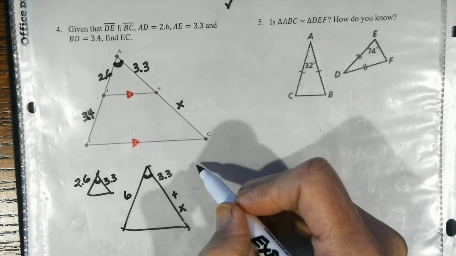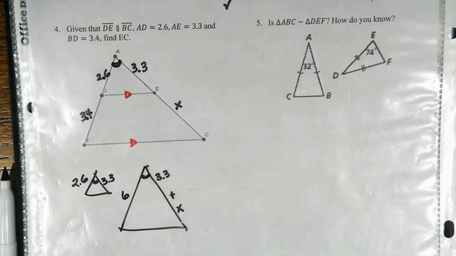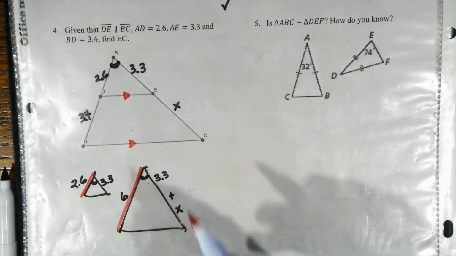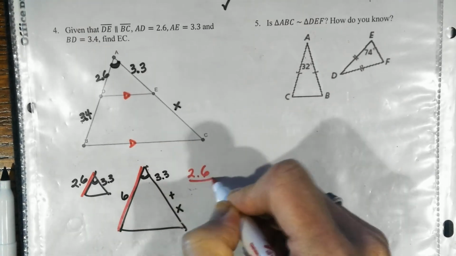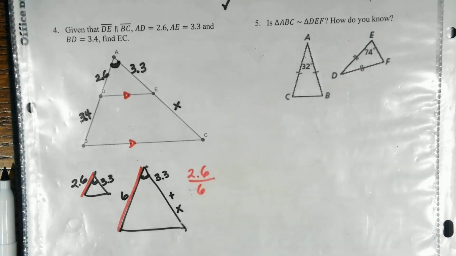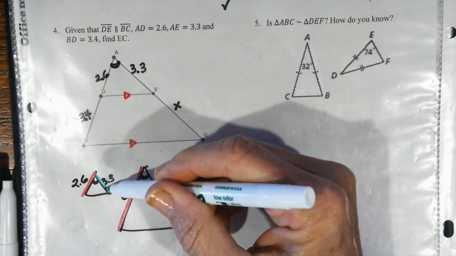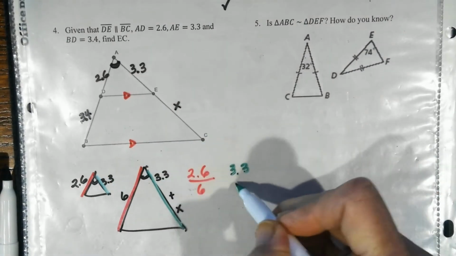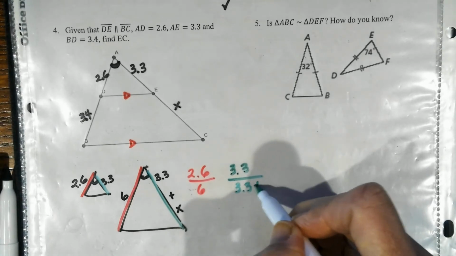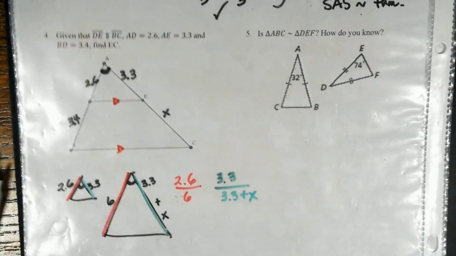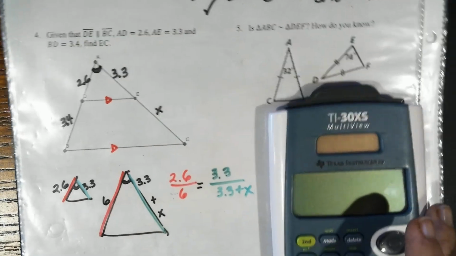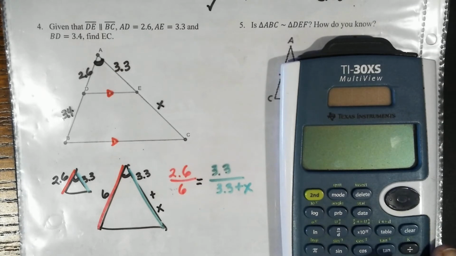So let's see, it's going to be, well, since you said it was helpful, it'll be this side over this side. So 2.6 over 6, and that's going to equal 3.3 over 3.3 plus x. So this is going to get a little messy with our decimals. That's okay. We have our handy dandy calculators, and we'll figure it out that way.